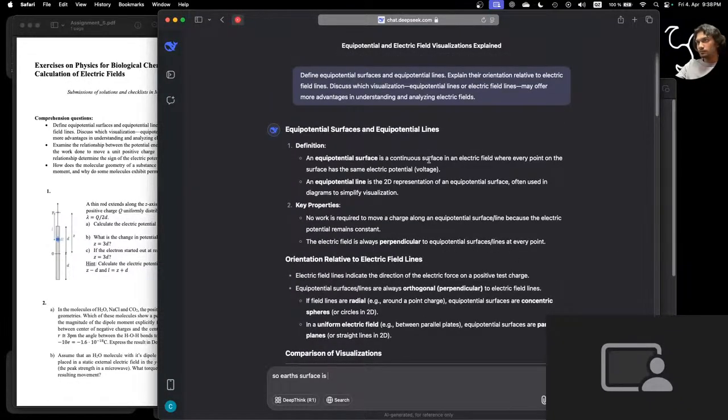A continuous surface in an electric field where every point on the surface has the same electric potential. Could you give me an example of an equipotential surface?